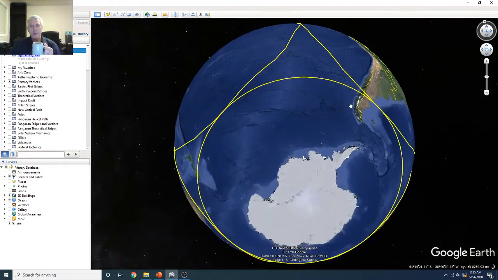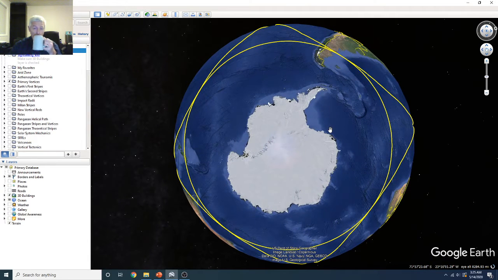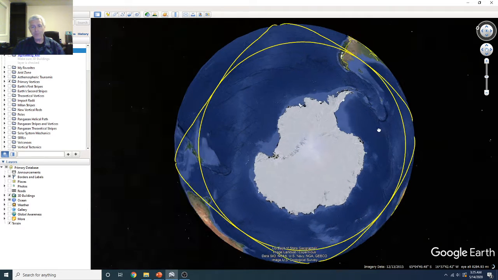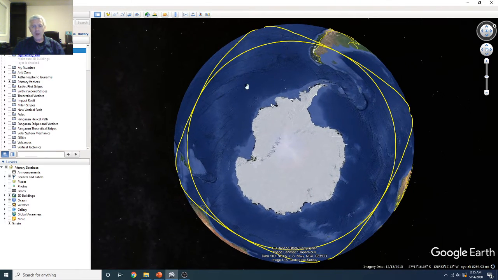Okay, here's another thing, folks. Here's Antarctica, right? Antarctica is rotating counterclockwise in the exact opposite direction of the planetary rotation. Now, how do we know this? Well, it's vertical. Why is it vertical? Because it's like a galaxy all its own. Look at this.